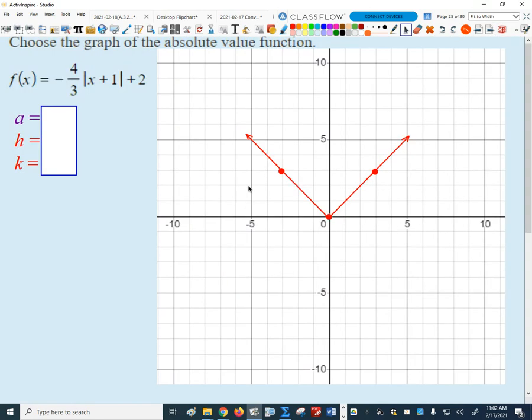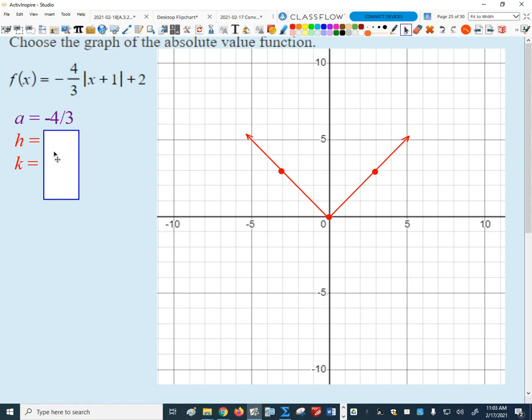Okay, here's an extra tricky one. Extra tricky one this time. A, H, and K. Would everybody agree A is -4/3? Give me thumbs up or a yes. Okay, this is the tricky one.